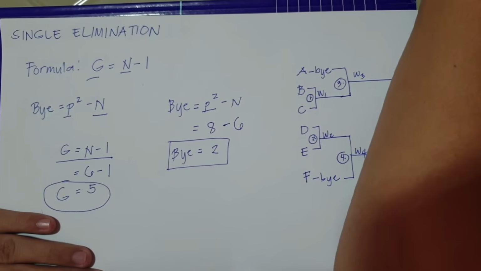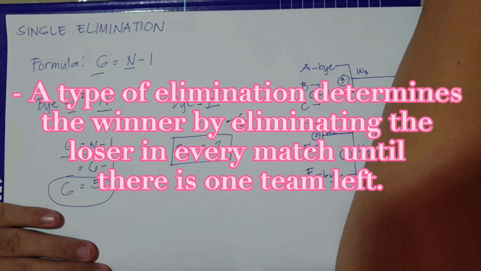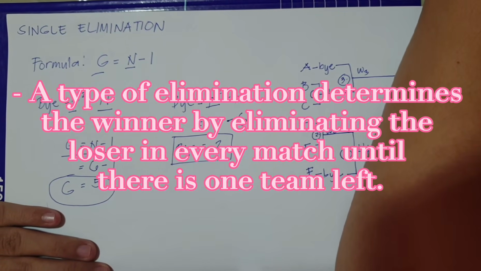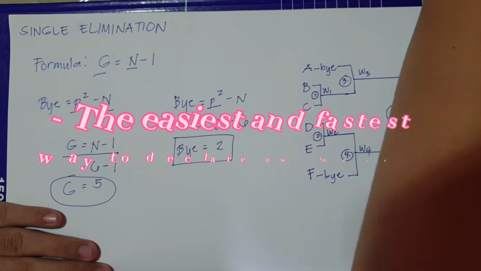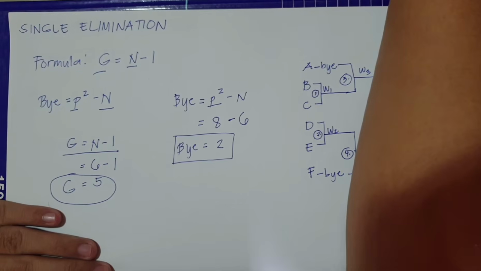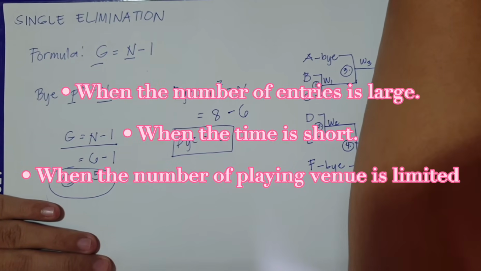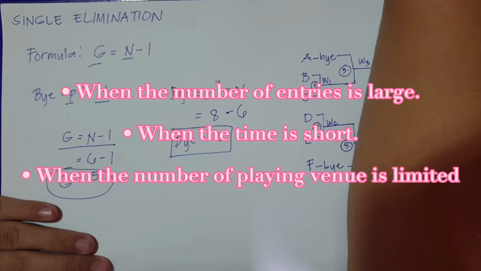Single elimination is a type of elimination that determines the winner by eliminating the loser in every match until there is one team left. It is the easiest and fastest way to declare a winner. We can use single elimination when the number of entries is large, when the time is short, or when the number of playing venues is limited.